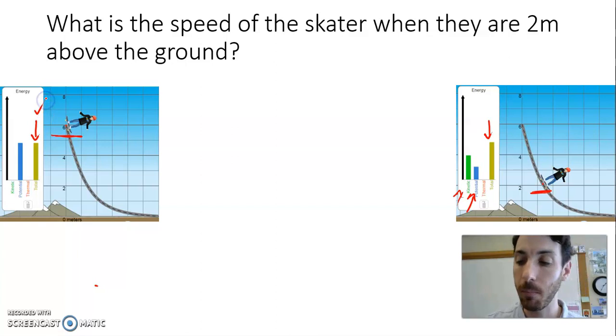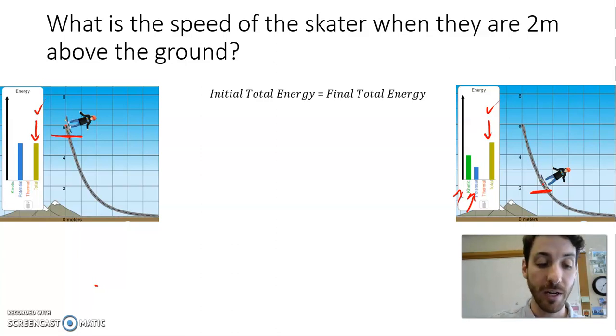The total energy in both of these is exactly the same. So we can write that out as a mathematical expression saying the total energy at this location is equal to the total energy at this location. So we call that just initial and final total energy. Now, what are the various types of energies that we can have?